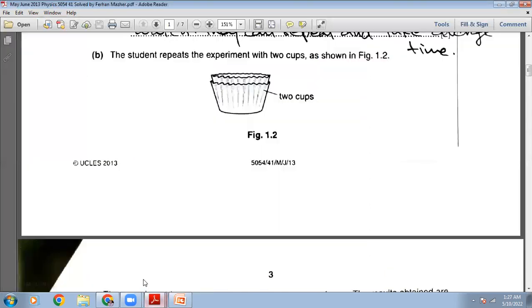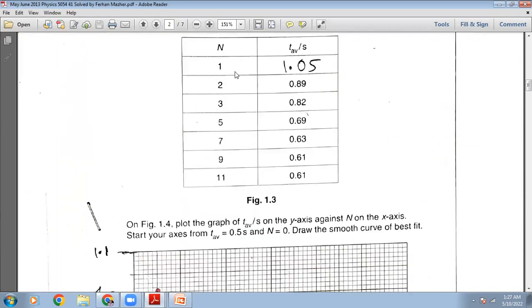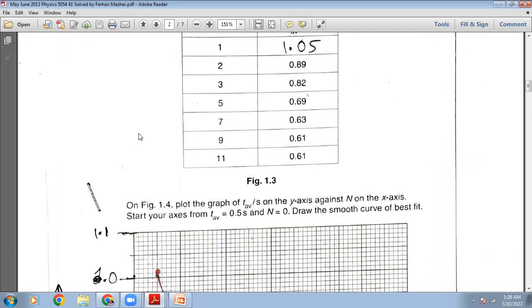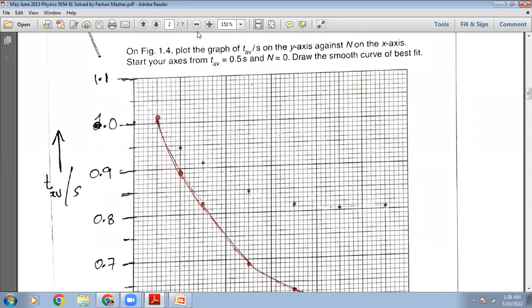It's a 4-mark question. I have done this. The n value is going from 1, 2, 3, 4, 5, 6, 7, 8, 9, 10, 11. It's going up to 11. And the t average value is from 0.61 to 1.05.